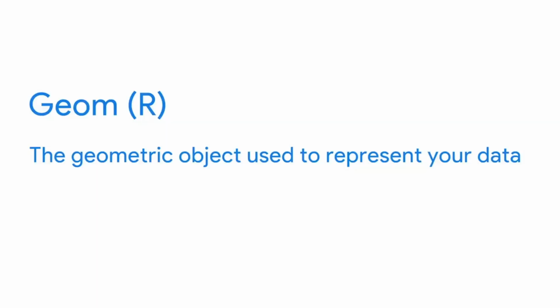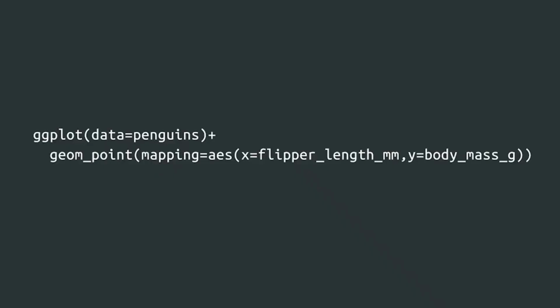Adding a geom function is the second step in creating a plot. As a reminder, a geom is a geometric object used to represent your data. Geoms include points, bars, lines, and more. In our code, the function geom_point tells R to use points and create a scatter plot. We'll learn more about geoms later on.